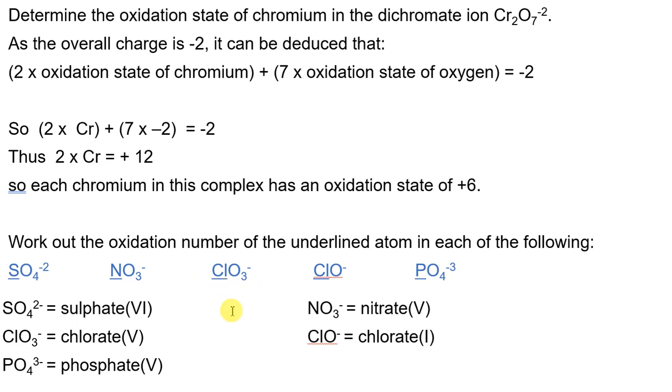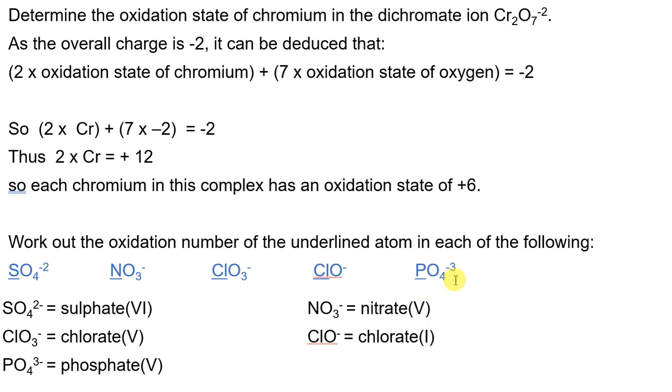Chlorate anion. Each oxygen, -2. That's -6. Overall charge, -1. Chlorine must be +5. Remember we said the oxidation state of chlorine is always -1 unless combined with oxygen, as it is again here. Oxygen -2, overall charge -1, chlorine here must be +1, chlorate 1.